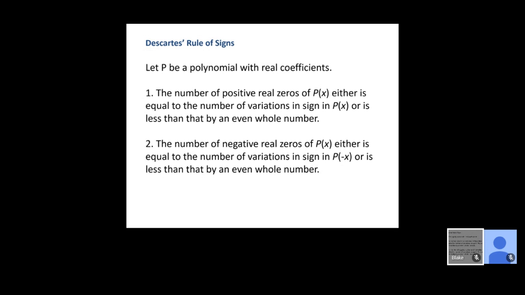Now, the number of negative real zeros is either equal to the number of variations in sign in P of negative X, or again, is less than that by an even whole number. So to figure this out, we're going to substitute negative X in, simplify it, and then determine how many variations in sign we have. Then our number of negative real zeros is going to be equal to the number of sign changes, or again is going to be less than that by an even number, so we can just subtract 2 over and over again to figure out the options.